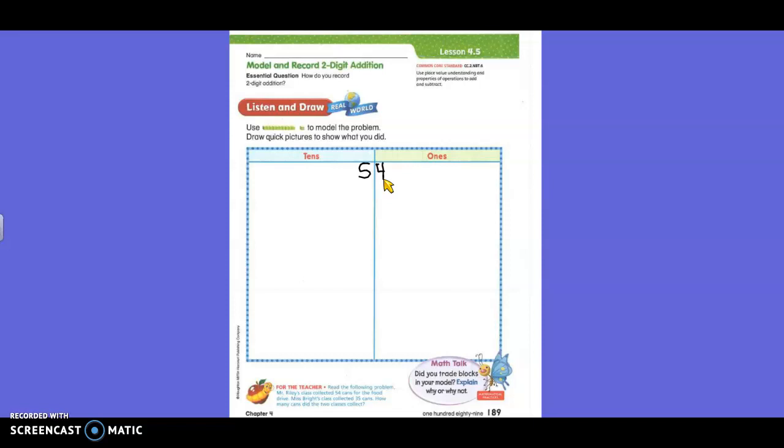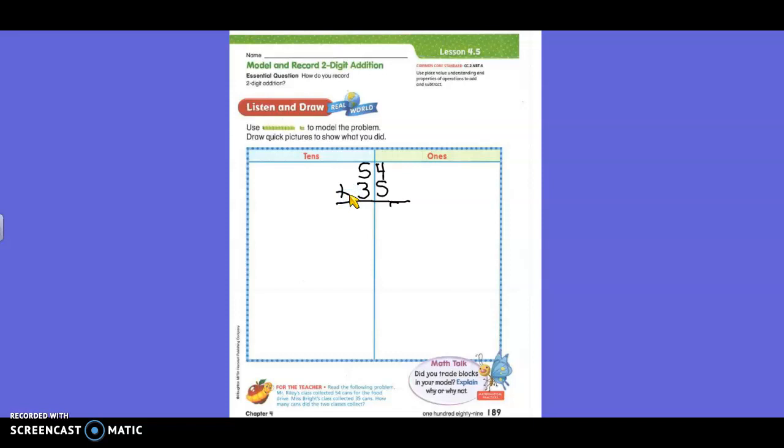Okay? Then Miss Bright's class collected 35 cans. So what do I do now? Under the 5, on the tens, under the 5, and 5 under the 4 on the ones side. Okay. Then you all need to put a line below it. Put a line below it. Put a plus sign before the 35.